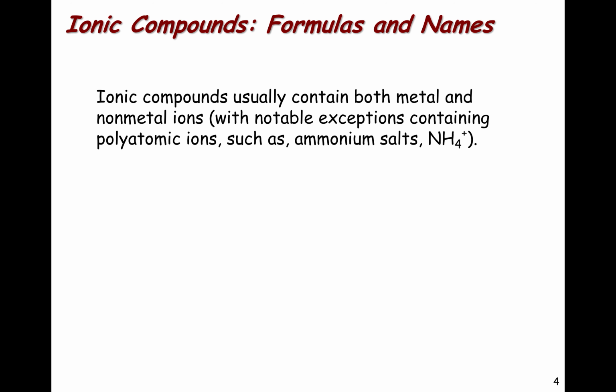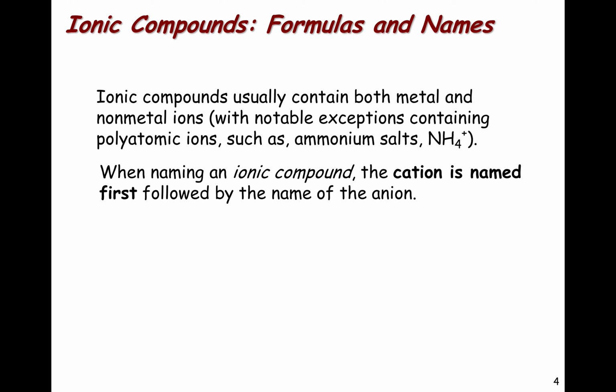Ionic compounds are generally comprised of both the positively charged ions and the negatively charged ions, and in some cases these may be polyatomic ions, as shown here, the example of the ammonium ion being a positively charged cation.